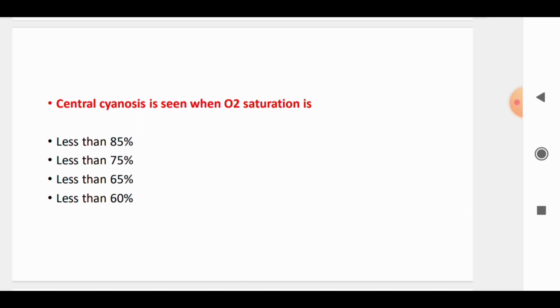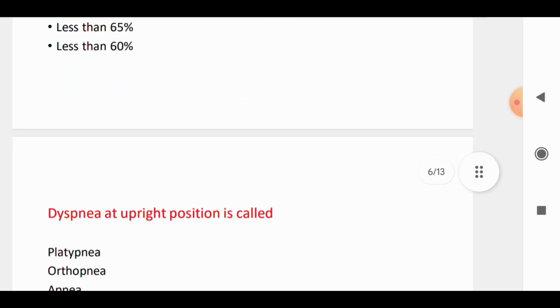Next question. Central cyanosis is seen when oxygen saturation is less than 85%, less than 75%, less than 65%, less than 60%. Central cyanosis is seen when oxygen saturation is less than 85%.